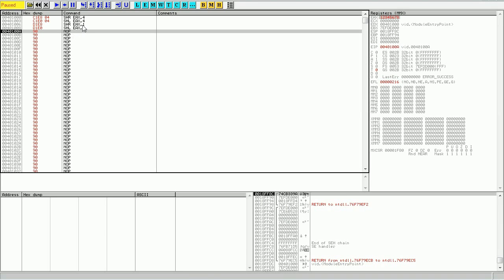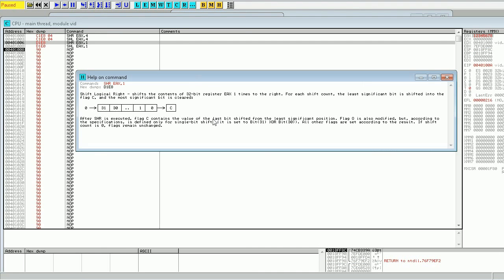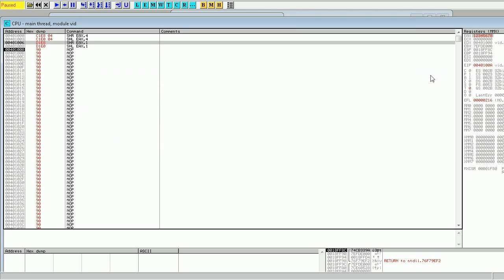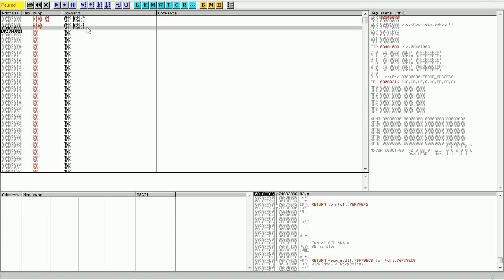So let's read Olly's rendition. So shift logical right shifts the contents of 32-bit register EAX one times to the right. For each shift count, the least significant bit is shifted into the flag C, and the most significant bit is cleared. That's exactly what I said, kinda. Okay. And it's the same for shift left, but the other way.